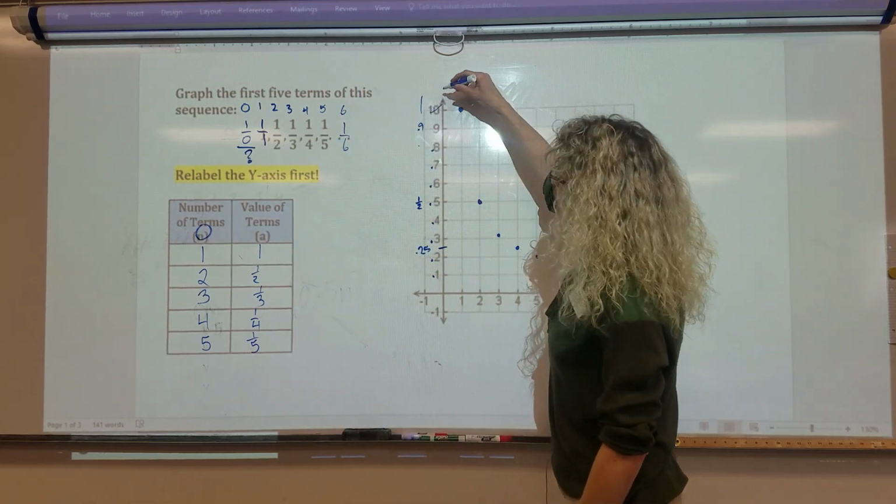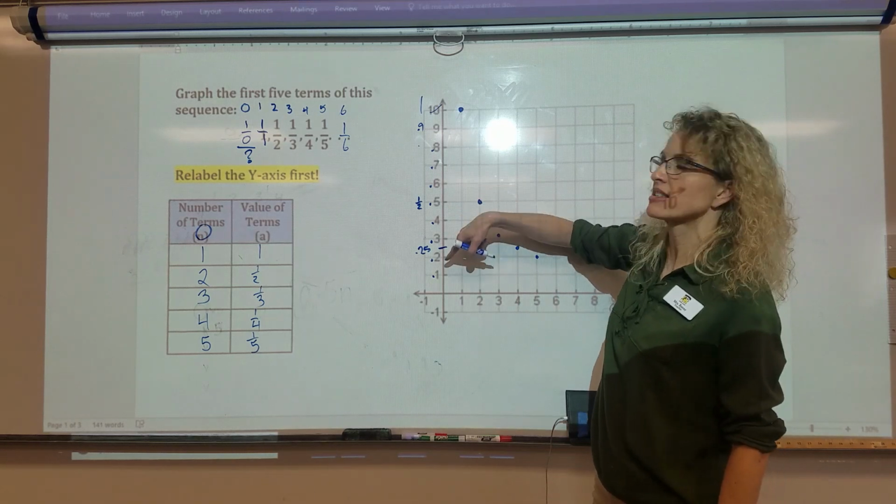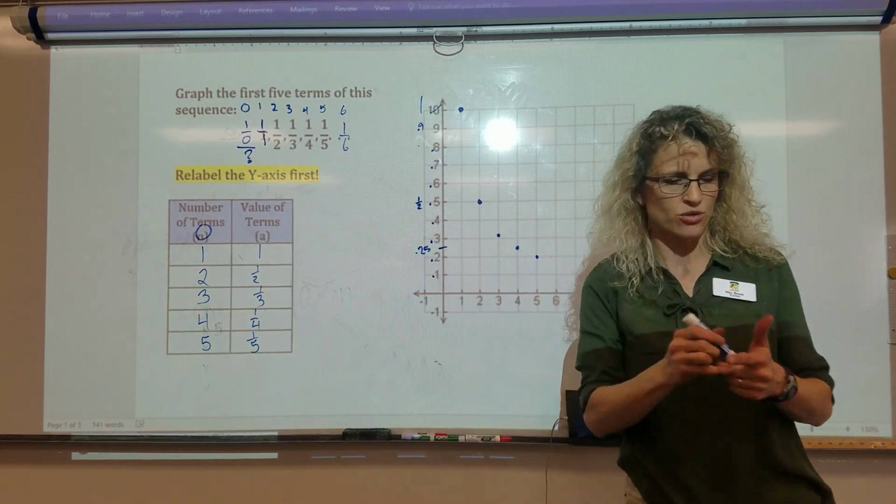So in high school, you're going to learn that it's called an asymptote. Asymptote, A-S-Y-M-P-T-O-T-E. And it'll have a dotted line, but it's not in this course. It's just a little sneak peek for you.